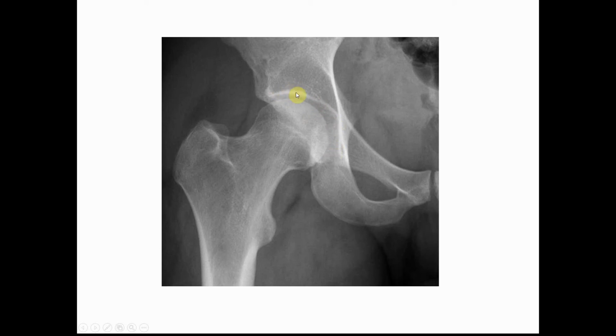Now the pelvis isn't magically floating above the femoral head, of course. There's cartilage in here. There's cartilage on the femoral head. There's cartilage inside the acetabulum. And there's a little bit of synovial fluid in there, and that helps to cushion the joint so that the bones don't touch each other.